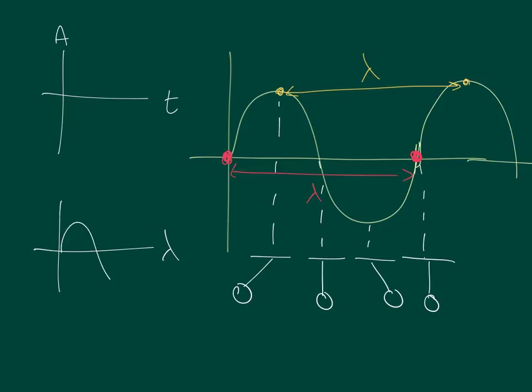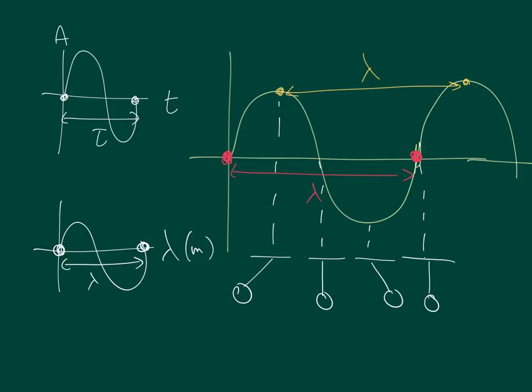So if I'm given a graph like this, and I measure from here to here, and the units are in meters, this is physically one wavelength. But if I'm given something where it's in time, the measurement from here to here, although it's technically like a wavelength, is our period.